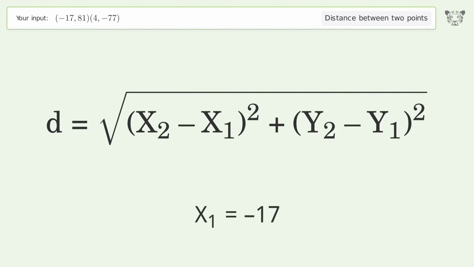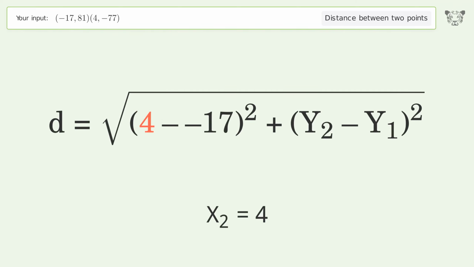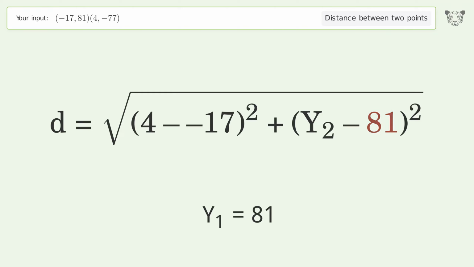x1 equals -17. x2 equals 4. y1 equals 81. y2 equals -77.